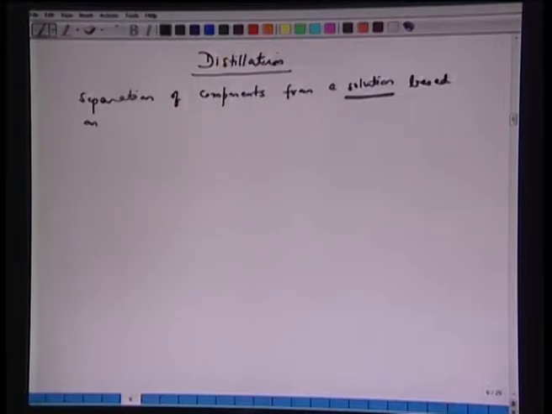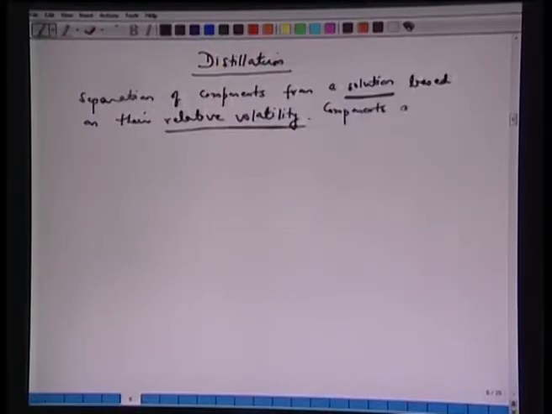based on their relative volatility. All right. So, this is the mechanism. Here is not a solubility, which we did in case of absorptions. More important here, or also important to note here, is components are present in both phases. Which is gas or actually vapor plus liquid.